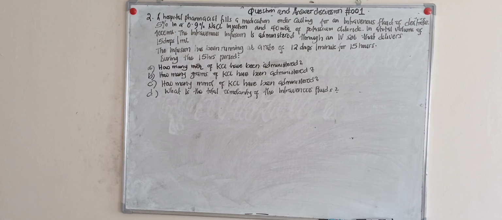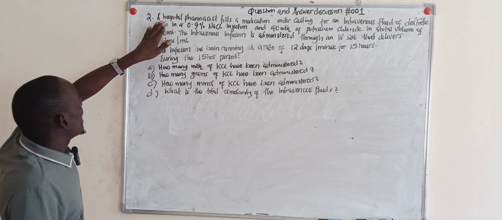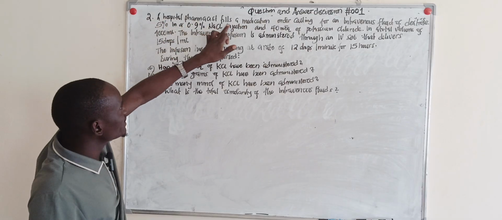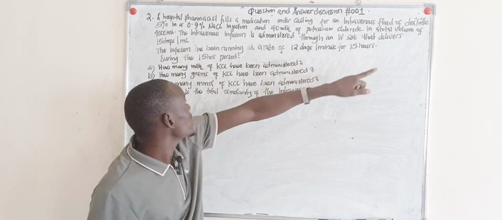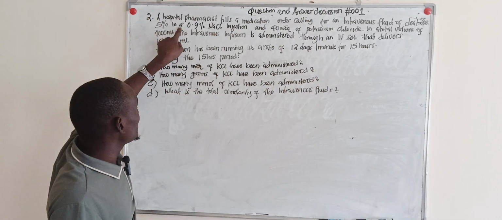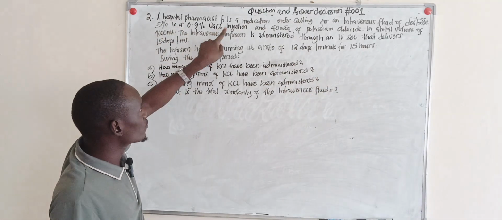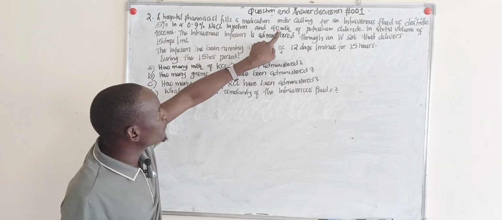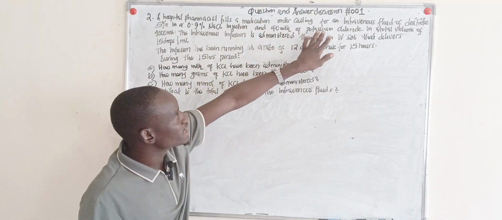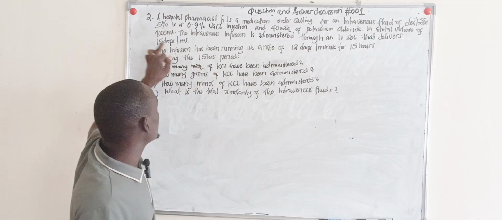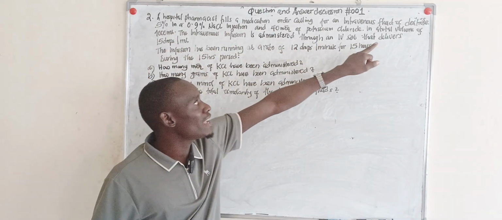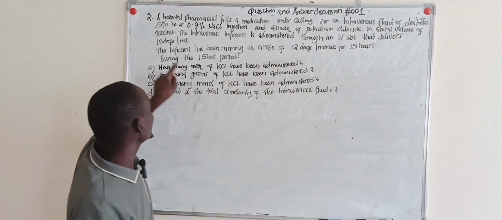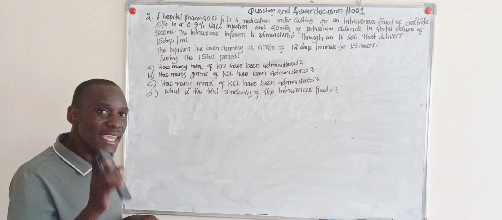So, in our second question, a hospital pharmacist fills a medication order calling for an intravenous fluid of dextrose 5% in a 0.9% sodium chloride injection and 40 milliequivalents of potassium chloride in a total volume of 1,000 mils. The intravenous infusion is administered through an IV set that delivers 15 drops per mil.